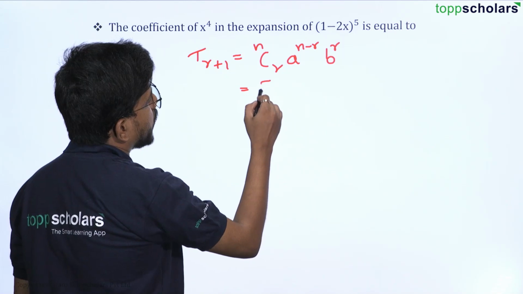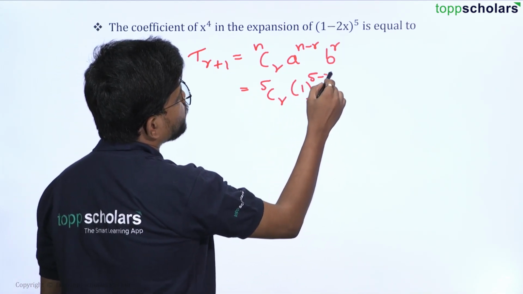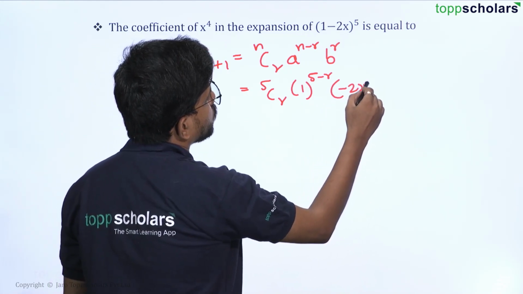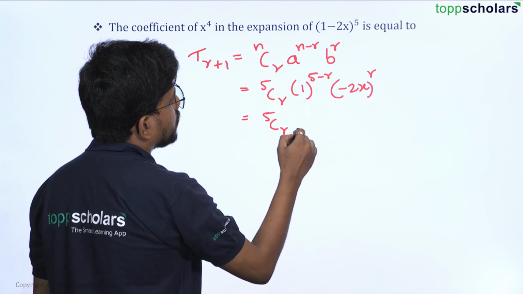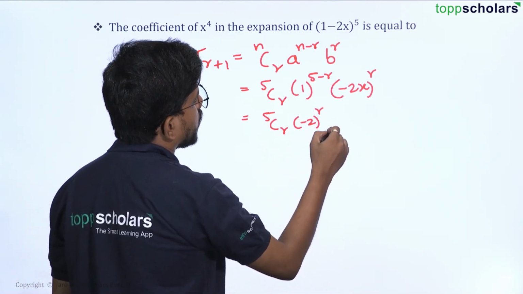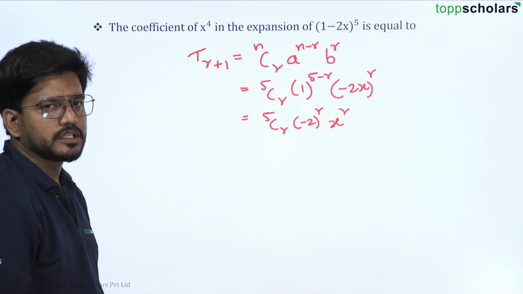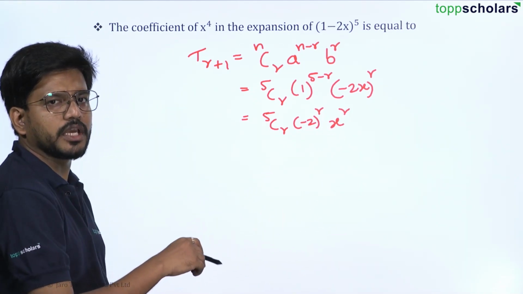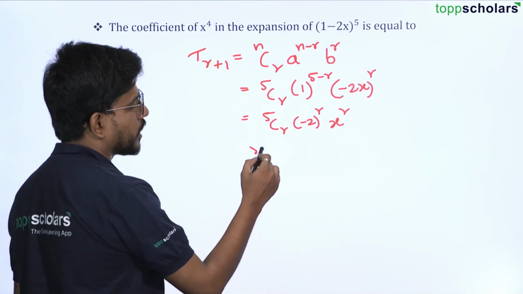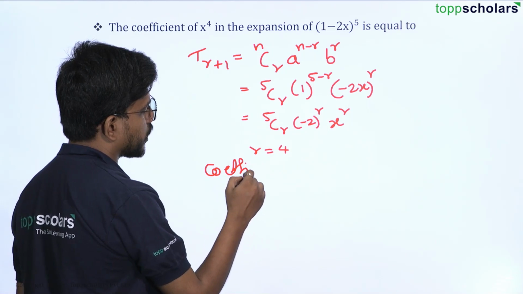Now that would be 5Cr, 1 raised to 5 minus r, and minus 2x raised to r. So that would be 5Cr, minus 2 raised to r, and x raised to r. I want the coefficient of x raised to 4, right? Now just compare the coefficient. It will be x raised to r, which will be x raised to 4. So the value of r is 4, and straightforward you will get the coefficient of x raised to 4.